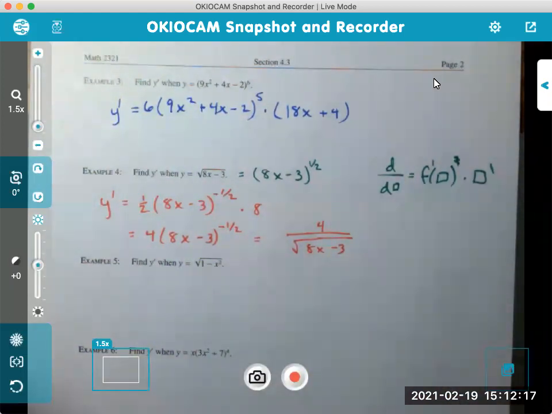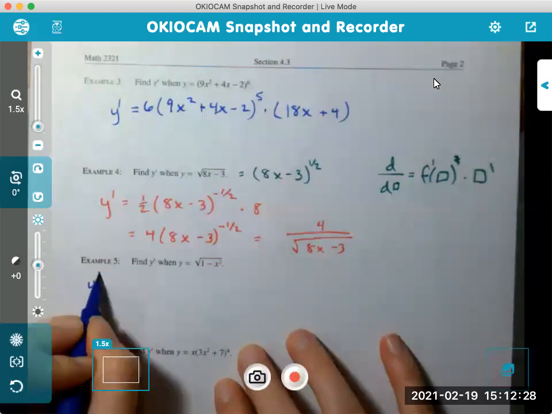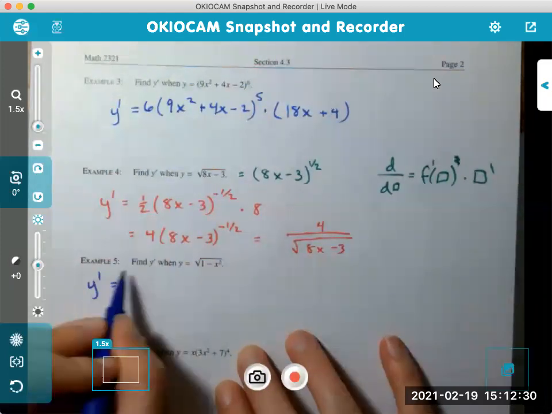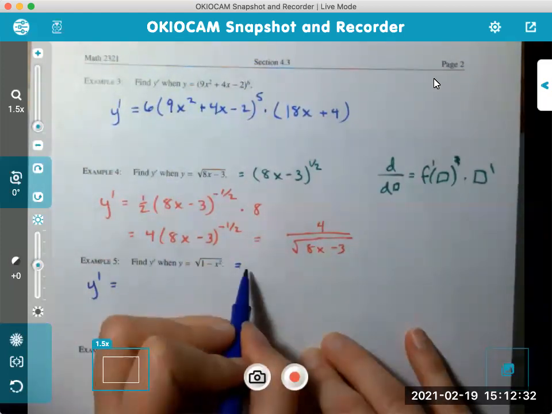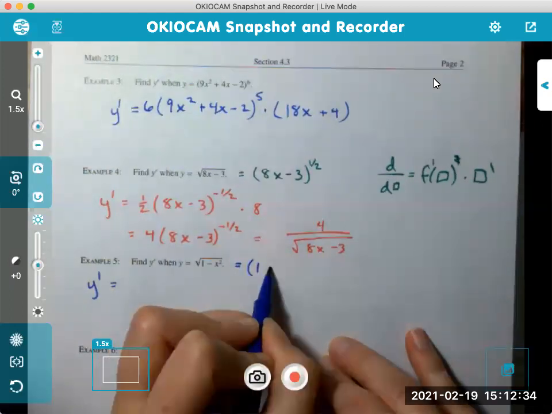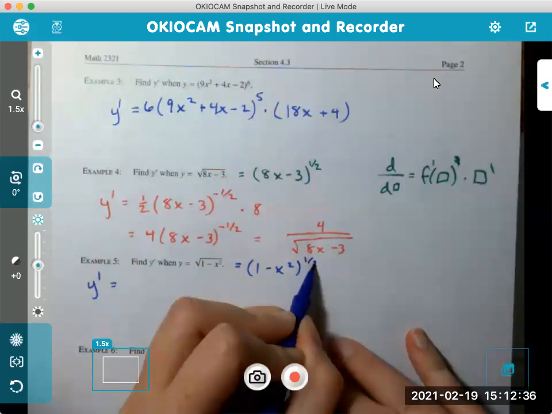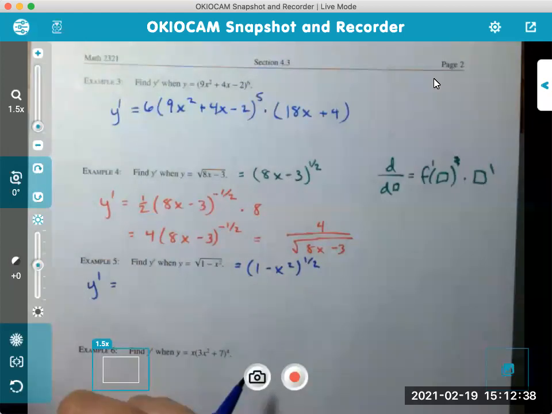So pause the video and I want you to try 5 on your own. Okay, so hopefully you've given it a whirl. So y prime, or actually, let's relook at this. Y, rewritten, is 1 minus x squared to the 1/2.